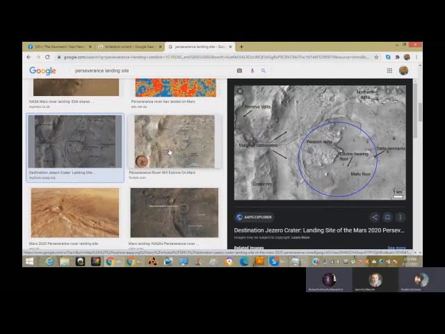I heard, or I saw an image, I don't know if it was real, on Facebook or something, of the Mars rover, whatever the name of this one is. Oh, Perseverance. Okay, drawing a dick and balls with its tires in the ground on the dust or whatever.